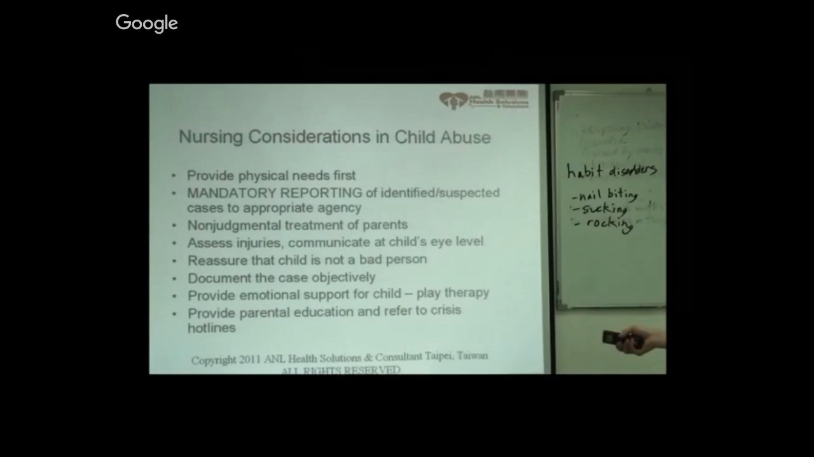Document the case objectively. So what you write down, you just say, I find burns and bruises on the child. Do not put your opinion. You don't put there, I think the mother did this to the child. No, it should be objective. Provide emotional support. So what therapy do we give? Again, play therapy. Provide parental education and refer to crisis hotlines.